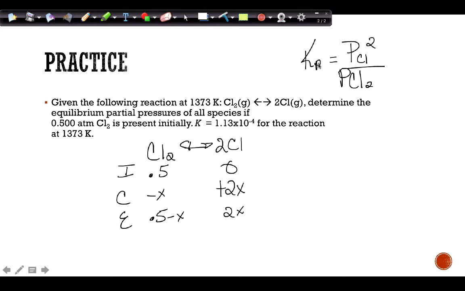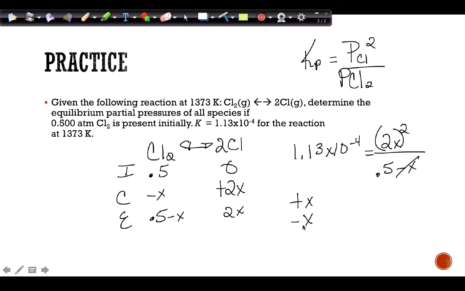So now I can just plug everything into the K expression. So K is equal to 1.13 times 10 to the negative fourth. That's equal to the partial pressure of Cl, which is 2x squared, divided by the partial pressure of chlorine, which is 0.5 minus x. Well, hey, this x is very, very small. So this K is small, so we can get rid of this. So anytime that we have a small K value, we can approximate, which means I can get rid of any plus x's or minus x's. I can't get rid of all of the x's, but just the ones I'm adding or subtracting.